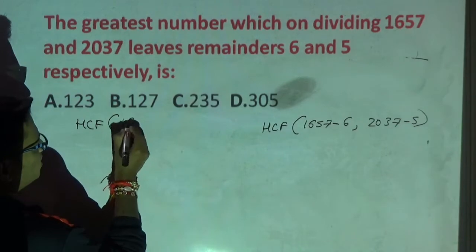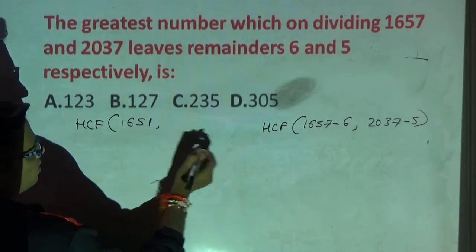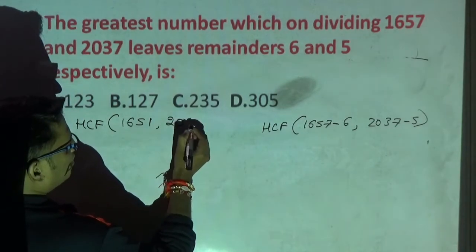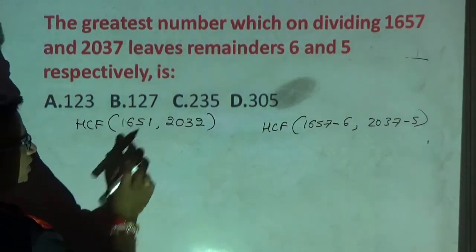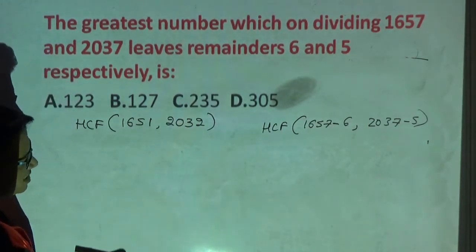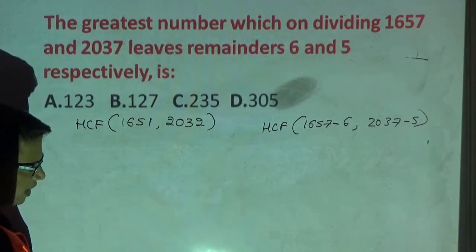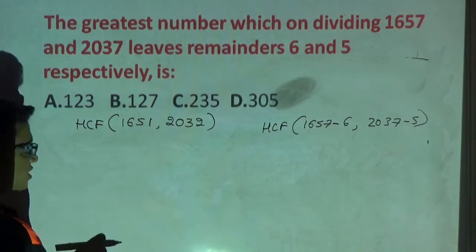minus 6, if you do, 1651 here, 2032. Now I need to find out this HCF. See, I have already explained to you how to find out HCF very quickly. Okay. So now I will apply the difference method for this.